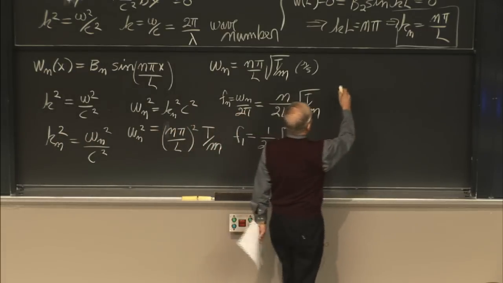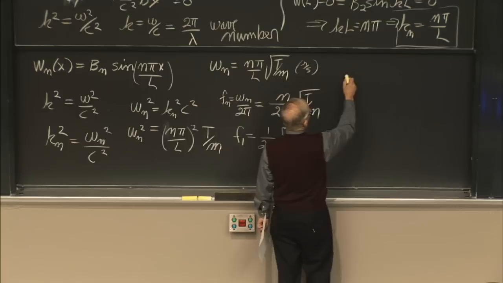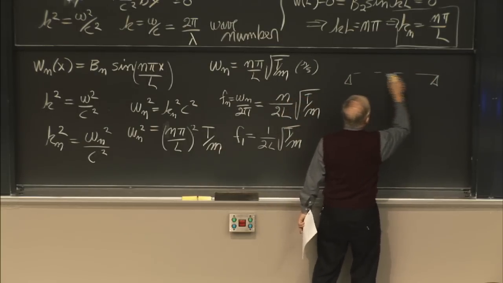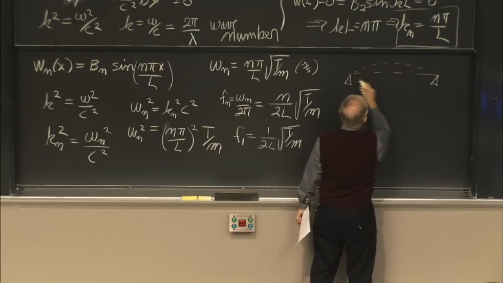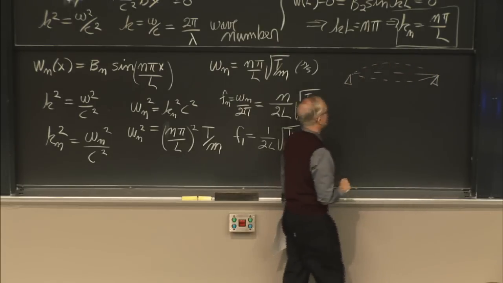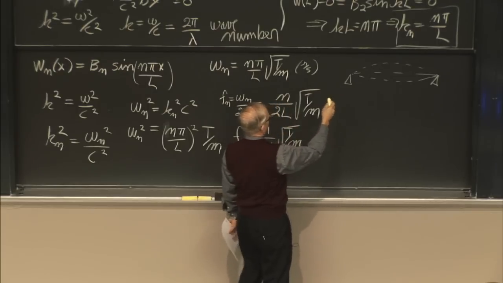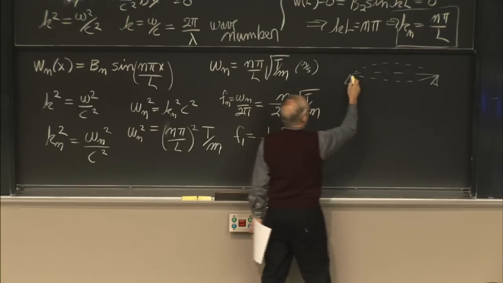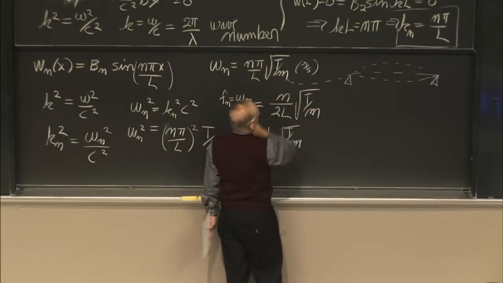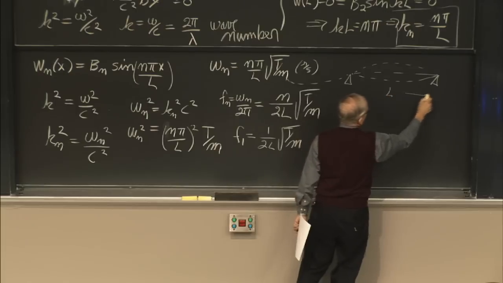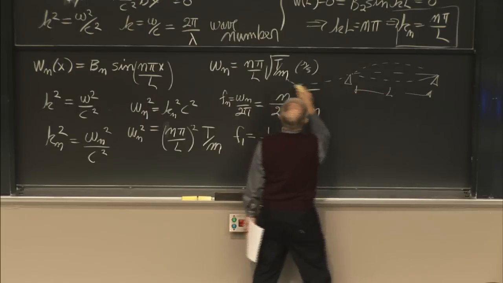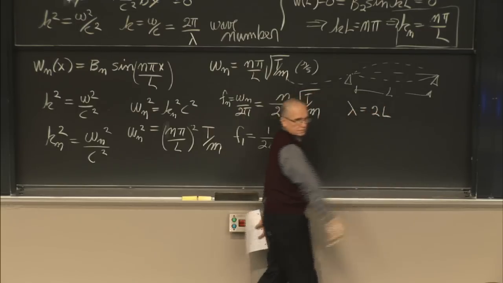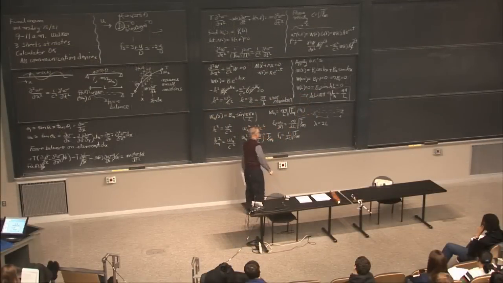Now let's go back and draw the mode shape for the first mode. Well, half a sine wave, vibrates like that. I didn't leave myself quite enough room. That's half a wavelength of a sine wave, so the full wavelength would be like that. This is of length L, and so is this piece over here. So lambda is 2L for this particular problem.